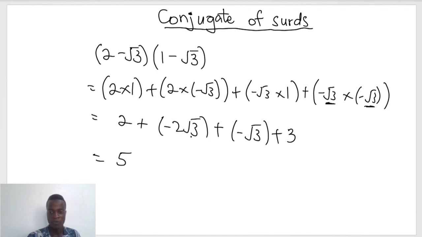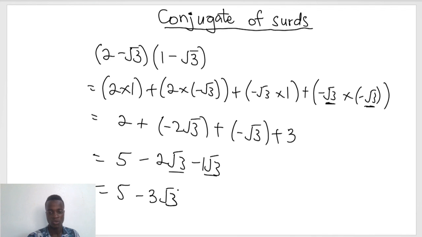And then here we are doing addition. But first we need to remove the bracket: -2 root 3 minus root 3. So at the end of the day, we are doing -2, -1, because the roots are the same. You know that whenever there is nothing there, we say it's 1. So the outside can be manipulated. So -2 and -1 will give us -3 root 3. So this is the answer that we finally got after multiplying these two brackets.